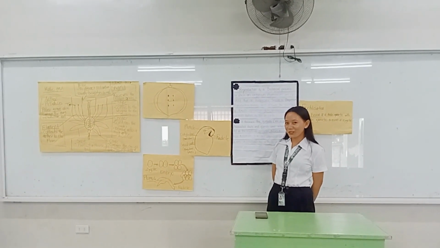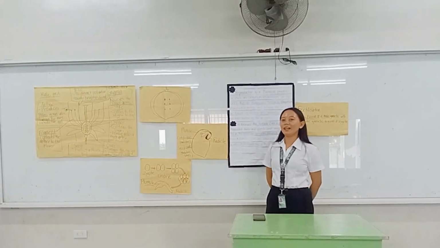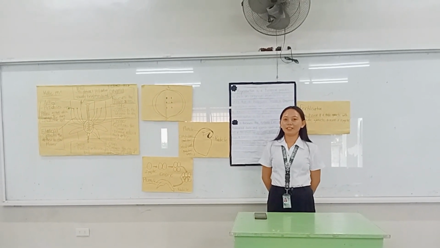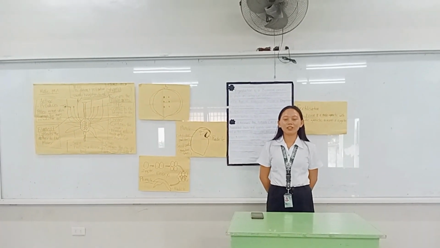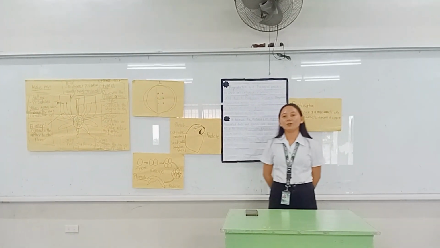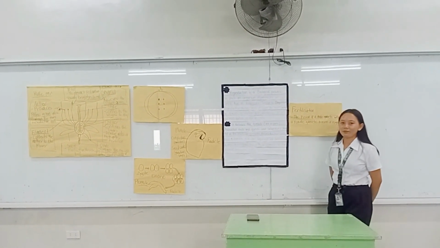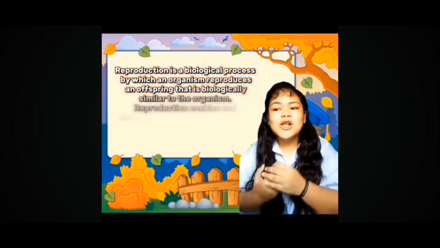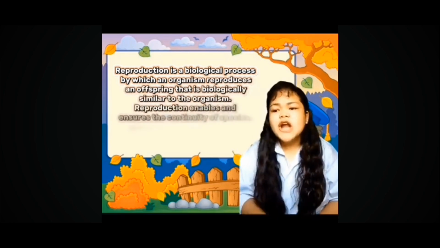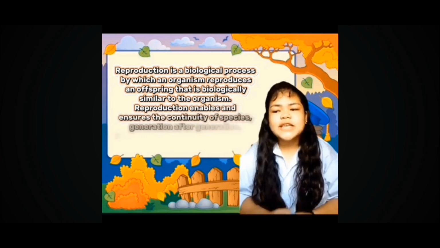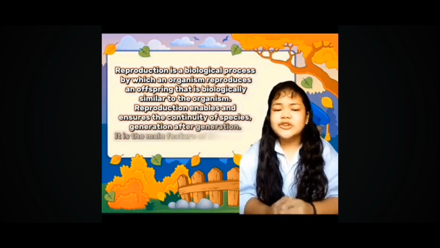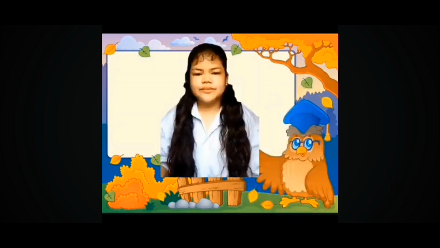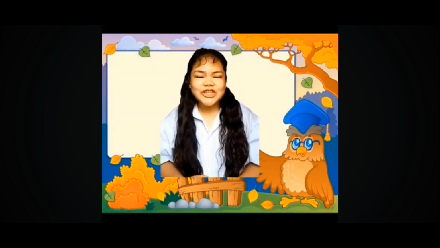I have a video to discuss the reproduction of animals that you will learn from, so watch carefully to understand reproduction. Reproduction is a biological process by which an organism reproduces an offspring that is biologically similar to the organism. Reproduction enables and ensures the continuity of species, generation by generation. It is the main feature of life on Earth.